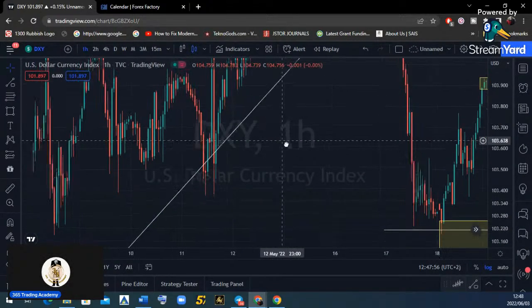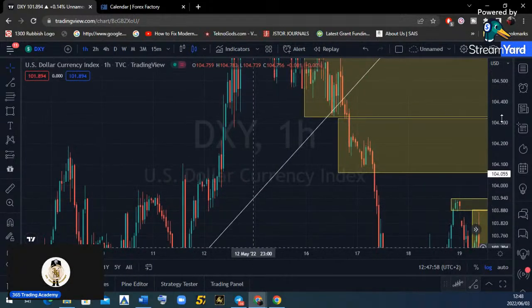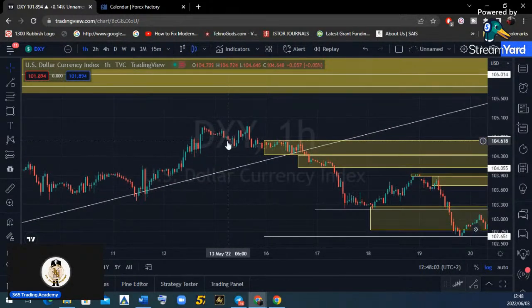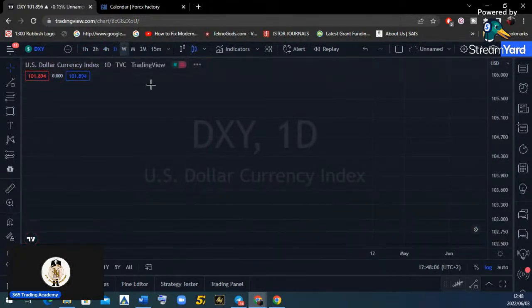So I'm going to find the 12th of May. Where is the 12th of May? This is my DXY chart. There we go. So I'm on the 1 hour time frame. I want to quickly see a big picture. Let's go to the daily just to see.